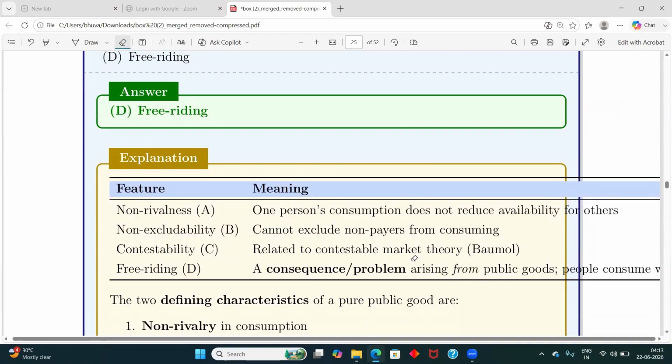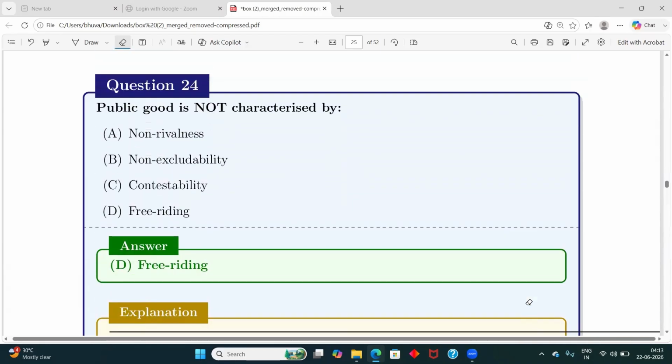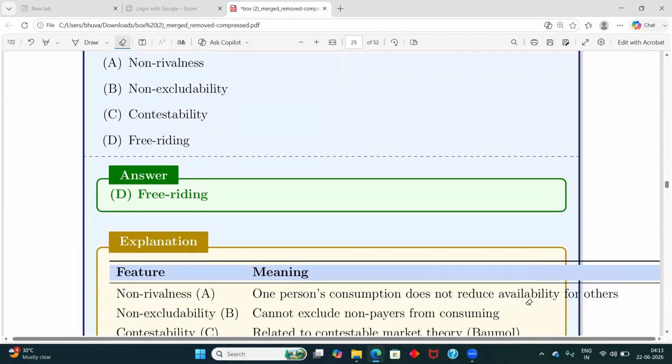Non-rivalness means one person's consumption does not reduce availability for others. Non-excludability means you cannot exclude a non-payer from consuming. Contestability is related to the contestable market theory given by Baumol, and free riding is a consequence problem arising from public goods that people consume. So the correct option is D. Public good is not characterized by free riding.